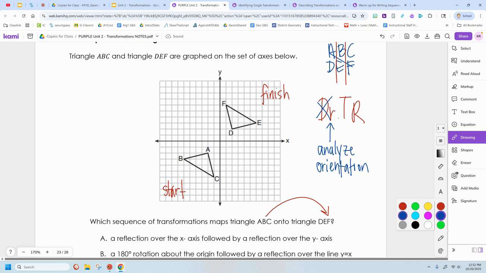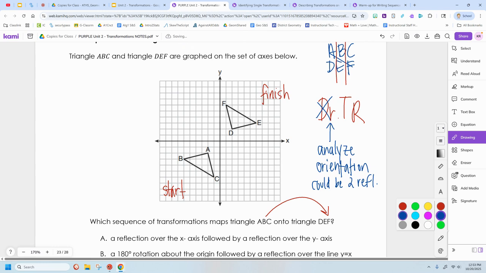Okay. So DEF, that's going counterclockwise, right? ABC, that's going counterclockwise. So it can't be a single reflection. Could it be 2 reflections? So it could be 2 reflections, but not a single. Orientation is the same. They're both counterclockwise.